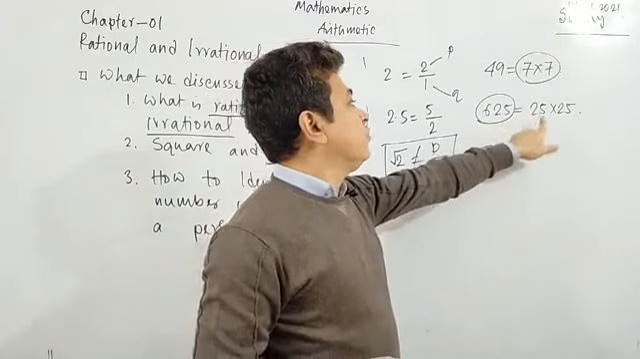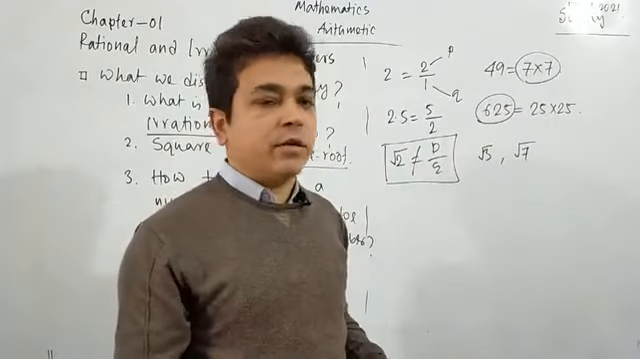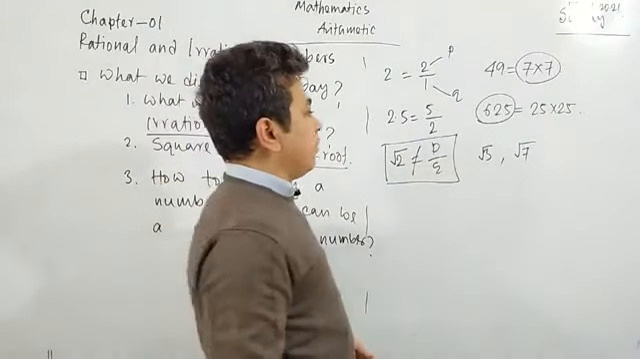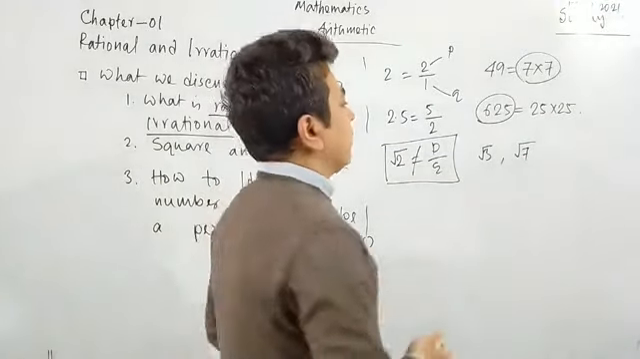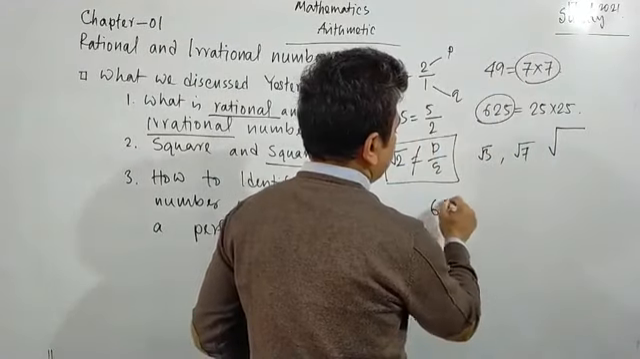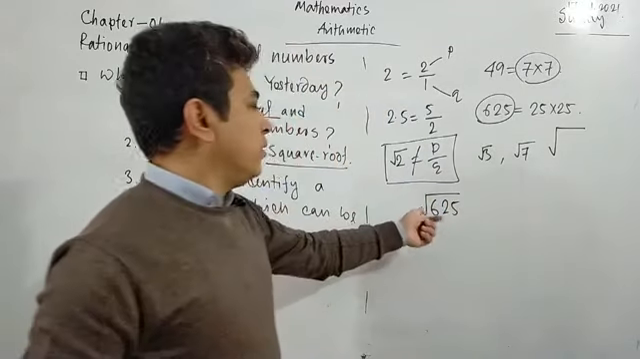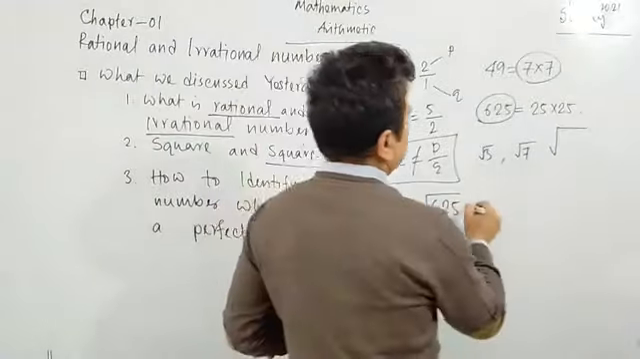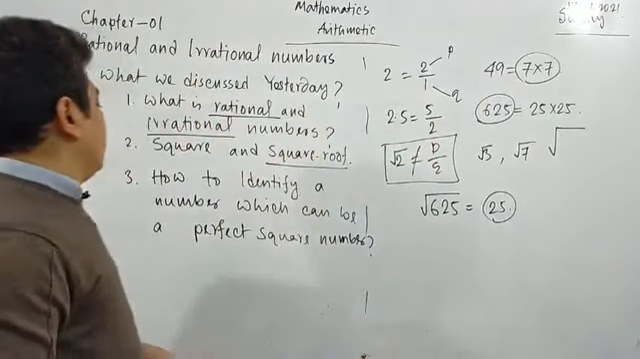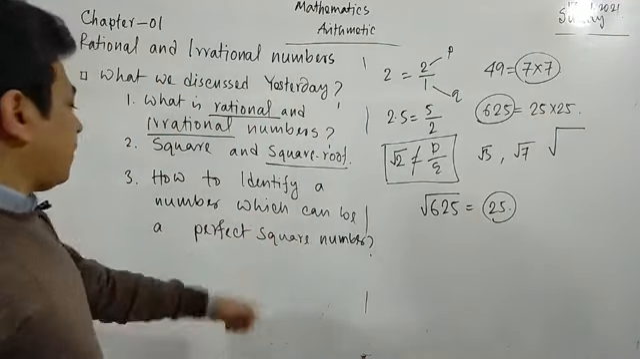Okay, so this 25 is called the square root, and 625 is called a square number or perfect square. We have shown what the square root sign is. Okay, this is called the square root sign. When we want to get the square root of 625, if we do it like this, we will get the number 25.